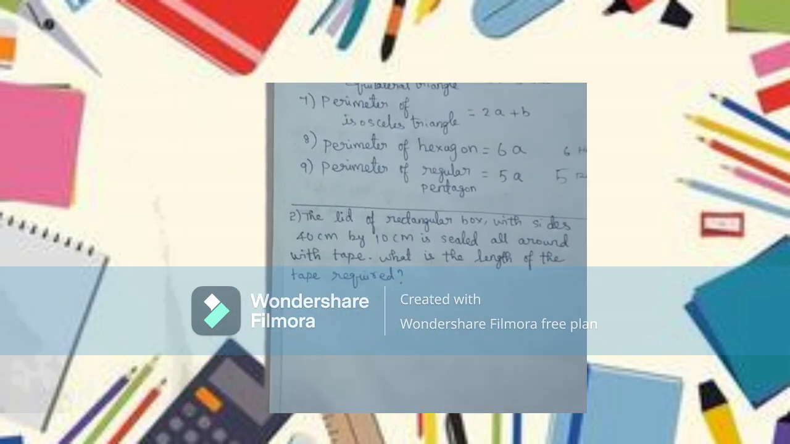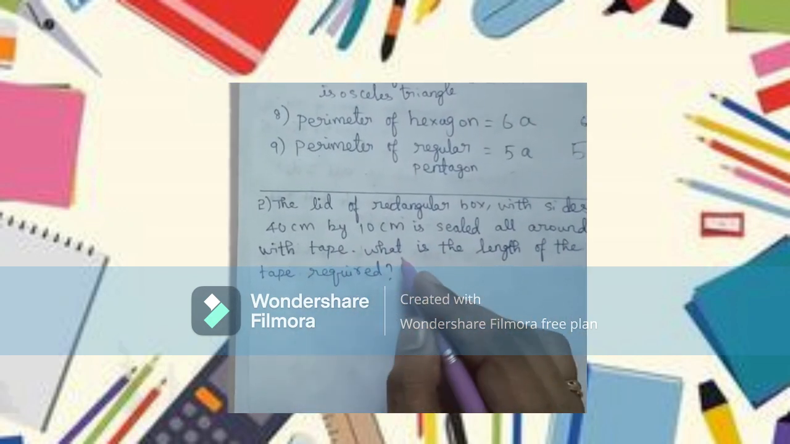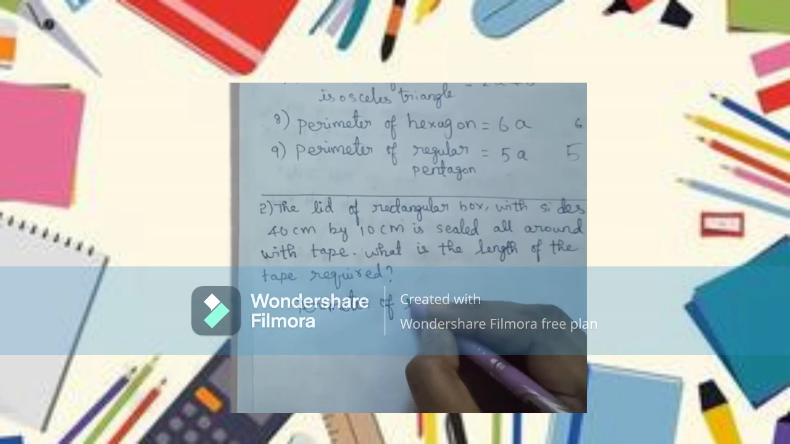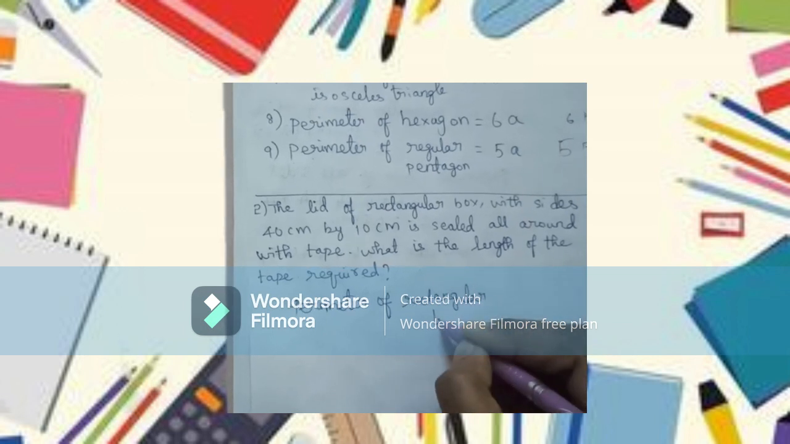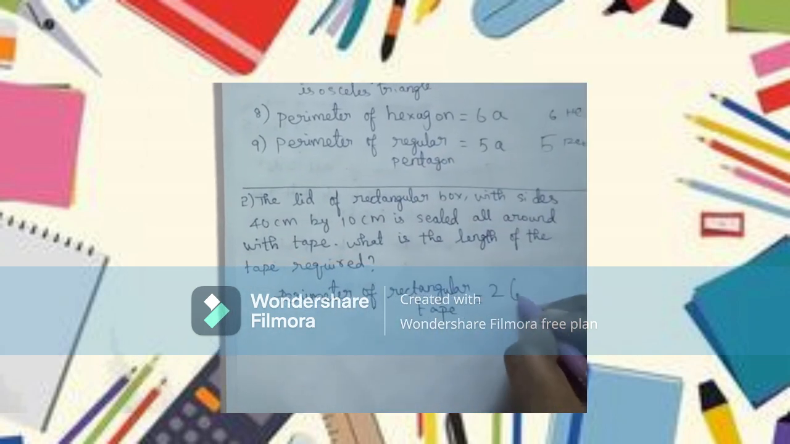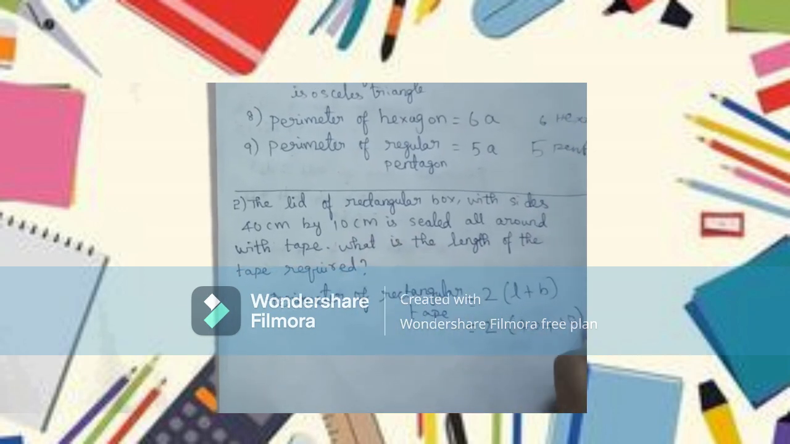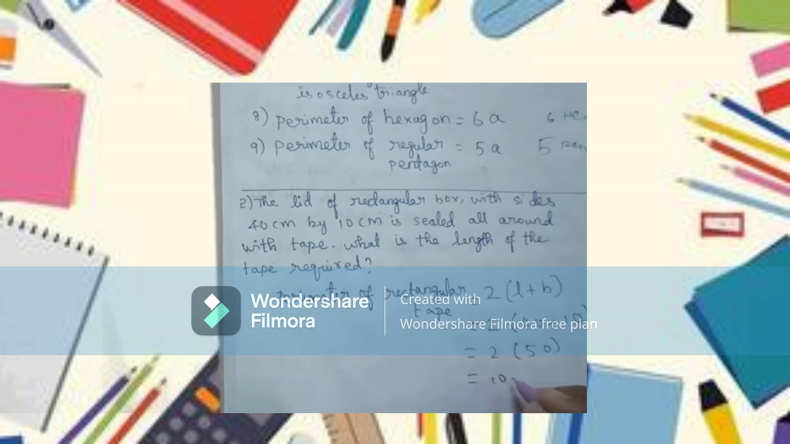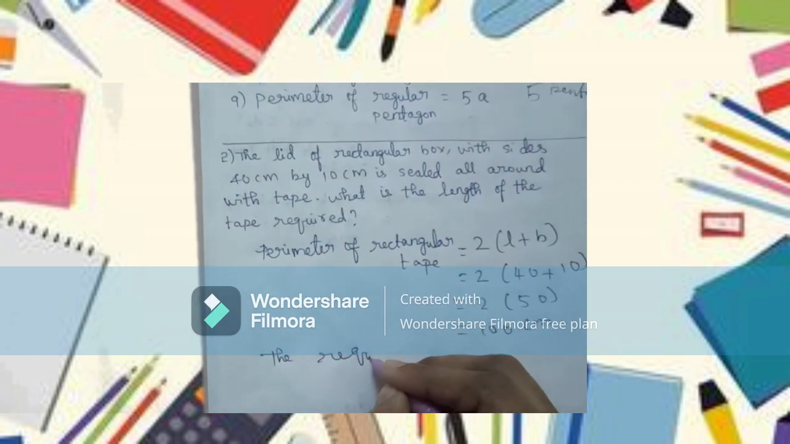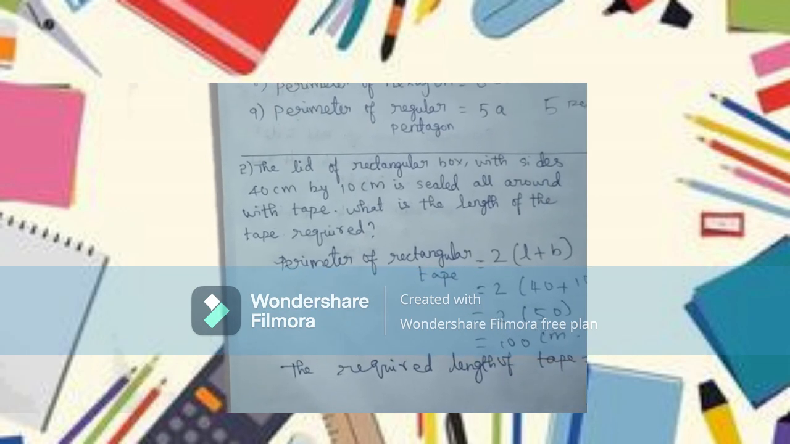Okay. Next sum. The lid of a rectangular box with sides 40 cm by 10 cm is sealed all around with tape. What is the length of the tape required? So, perimeter of rectangular lid. Tape equal to perimeter of rectangle, formula 2 into L plus B. So 2 into length 40 plus breadth 10. So 2 into 50, 100 centimeter. So the required length of tape equal to 100 centimeter.